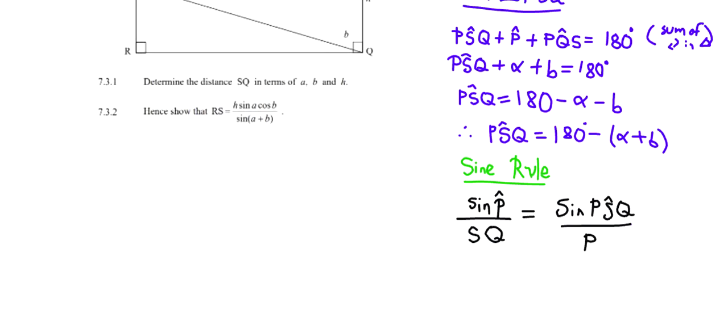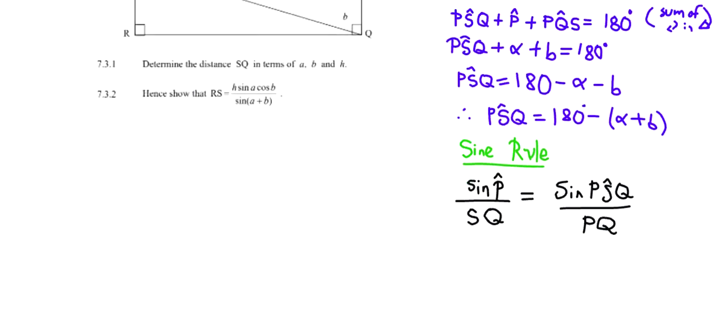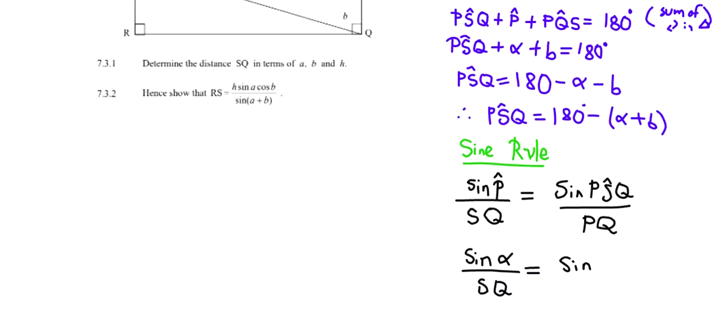Then we are just going to substitute the angles. Your angle P was given by alpha, so I write alpha replacing angle P over SQ, which I leave as it is. That is equal to sine, and now we check the angle PSQ. Remember, PSQ is the one we got right here. So in place of PSQ, I'm going to write 180 degrees minus alpha plus beta.